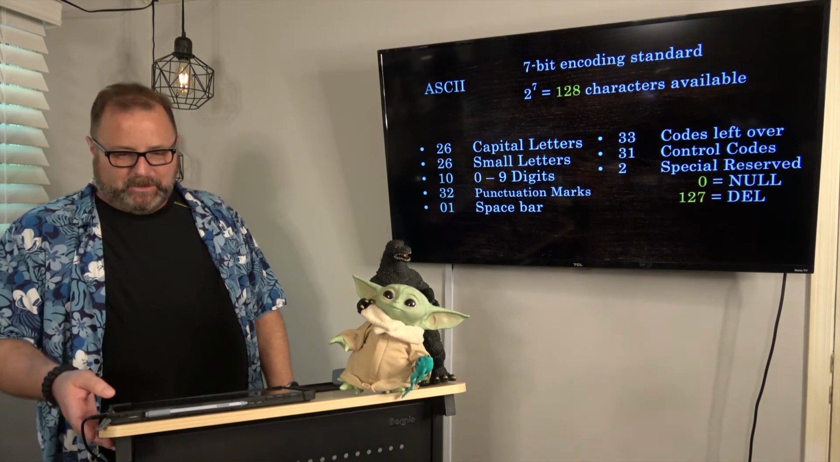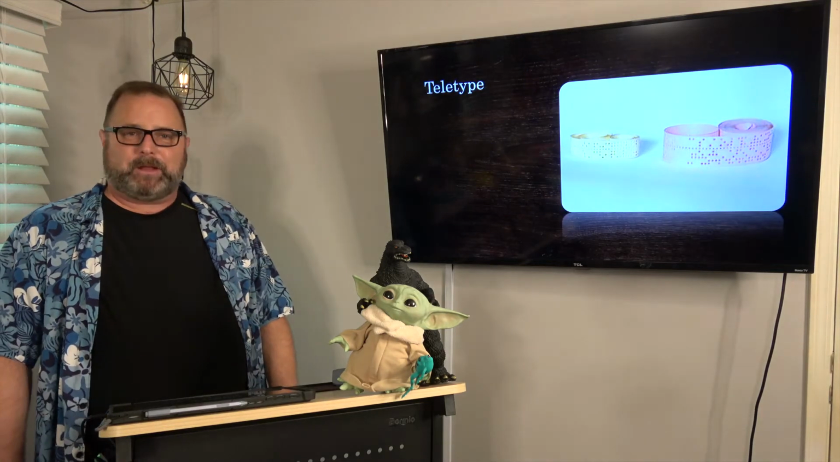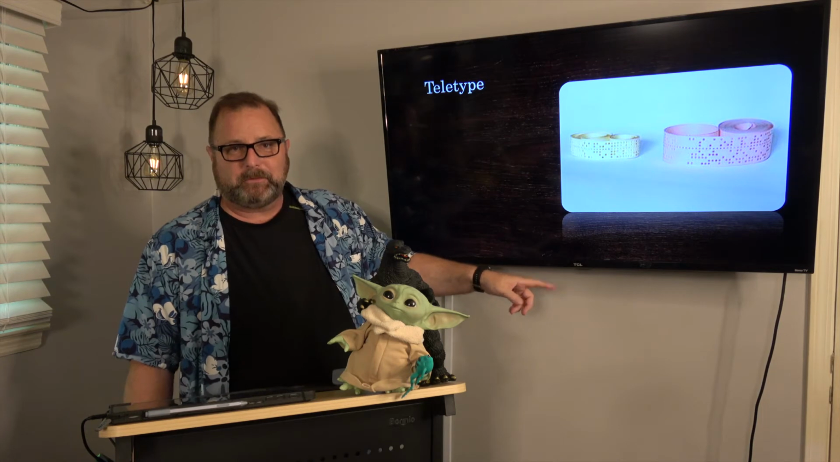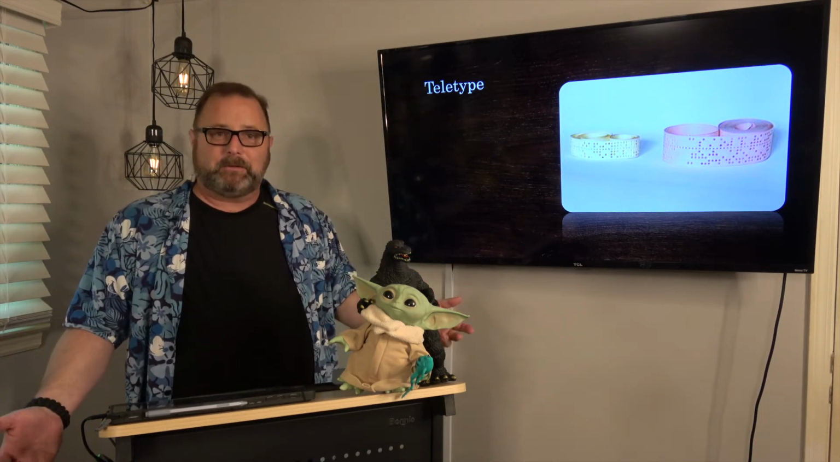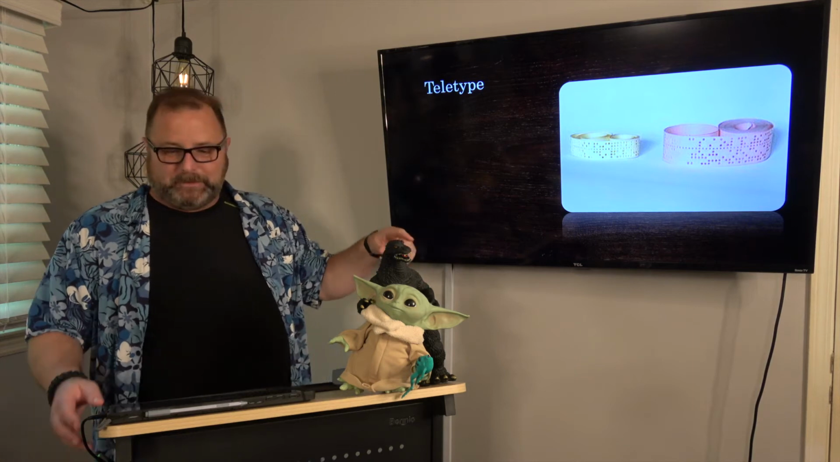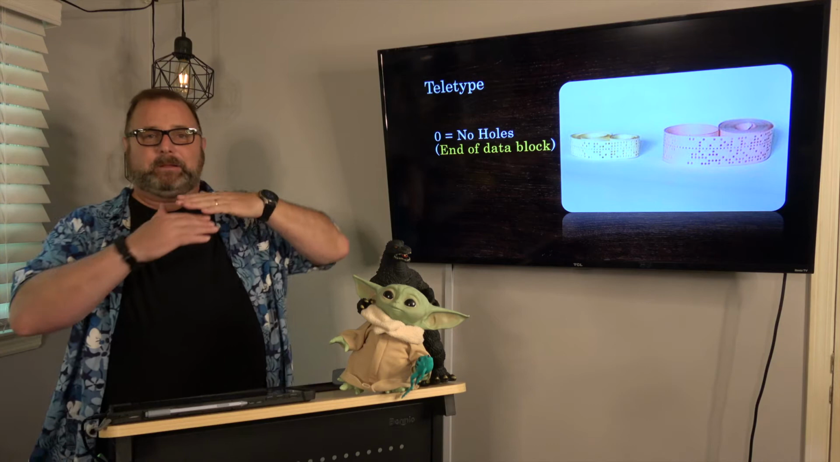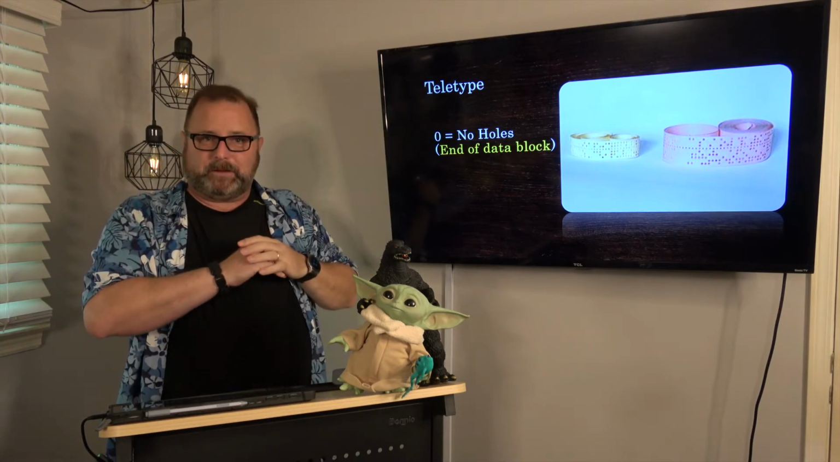Null and delete come from the teletype paper days. If there were no holes punched, null, nothing was punched, that was considered a 0, and it typically marked the end of a data block. Meaning, here's the transmission, it's over, so now you're going to get some blank.